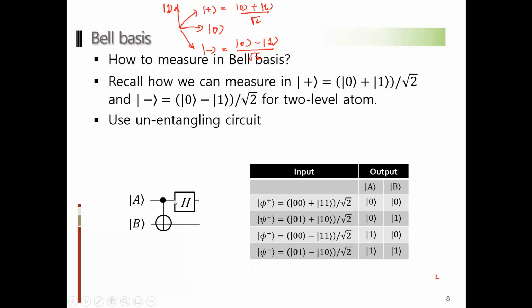So before we measure, if we just apply this, I call this circuit an unentangling gate. By applying the unentangling gate, I map each of these special bases back to the computational basis, and then just the measurement in the computational basis will eventually correspond to the measurement in these special bases. So that's how we can measure in the Bell basis.